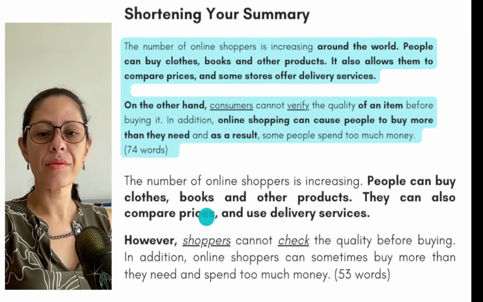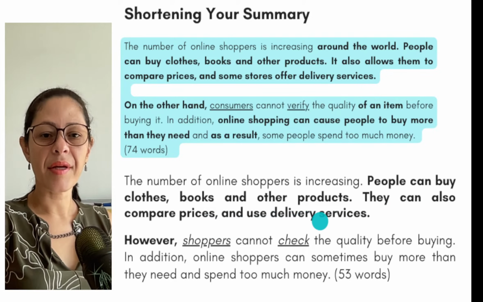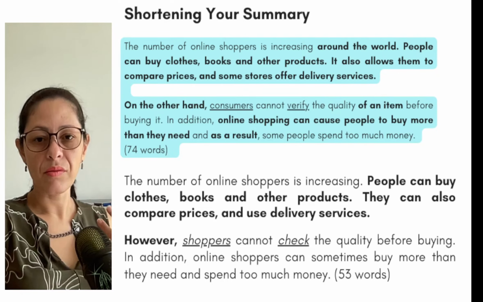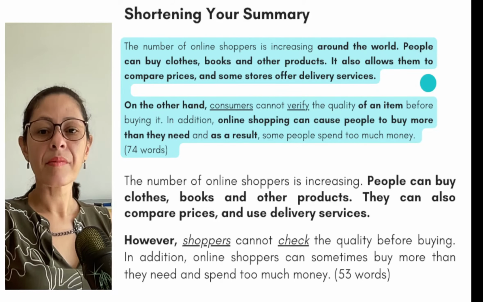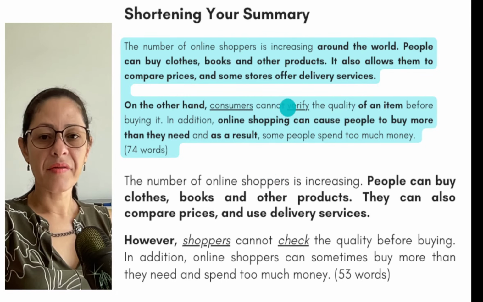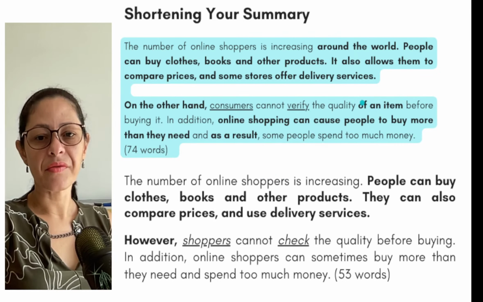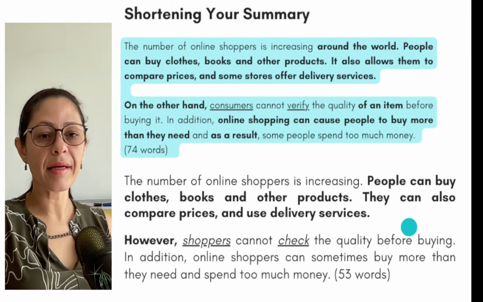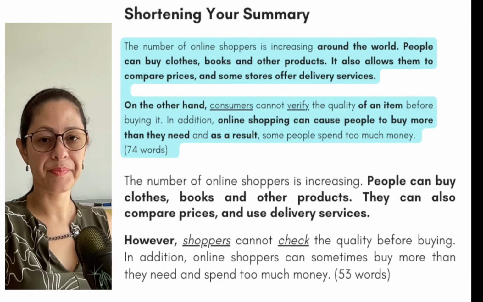People can buy clothes, books, and other products. They can also compare prices and use delivery services. So notice how this sentence right here, it also allows them to compare prices. I just wrote it again in a different way. They can also compare prices. I made it a little shorter. And some stores offer delivery services. So I removed "and some stores" and I just said they can also compare prices and use delivery services.